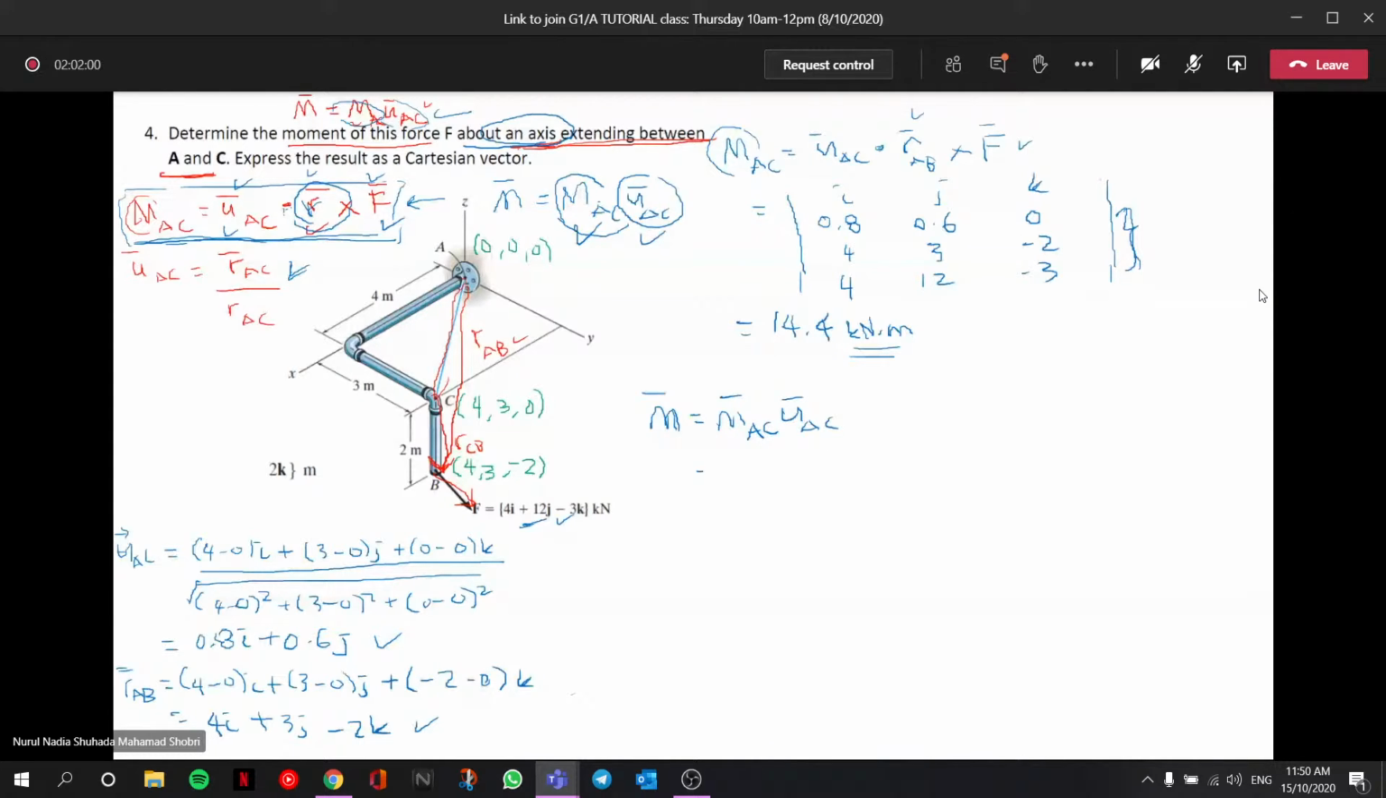So MAC we have here 14.4, and then the unit vector UAC we have it here: 0.8 i plus 0.6 j equal to 11.52 i plus 8.64 j kilonewton meter. Okay, so this is the final answer.